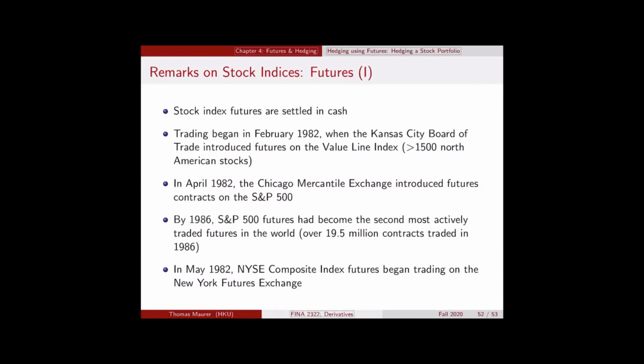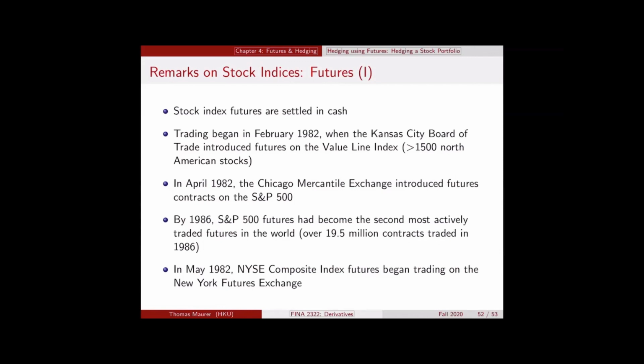Finally, just to give you a quick overview of futures trading on stock indices. The first thing is that stock index futures are settled in cash. That means at maturity, you look at how many index points the index is worth, and then you compare that to the futures index price and calculate your payoff. First of all, you cannot trade an index by itself, but only a replicating portfolio of an index. And second, it wouldn't be practical to have delivery of an entire portfolio of 500 or more stocks at the maturity of a futures contract. So settlement in cash makes a lot of sense.